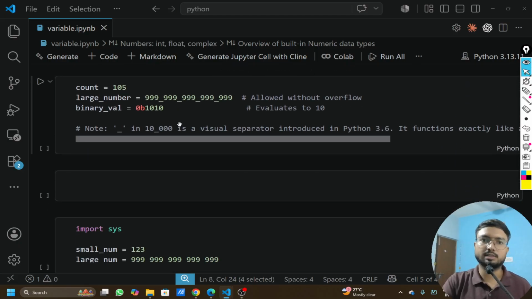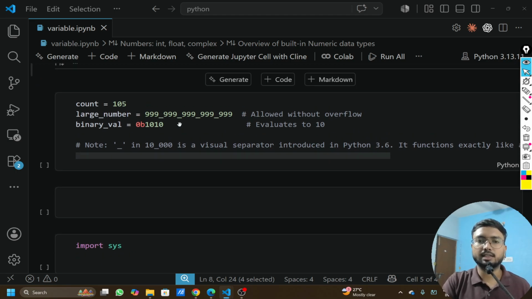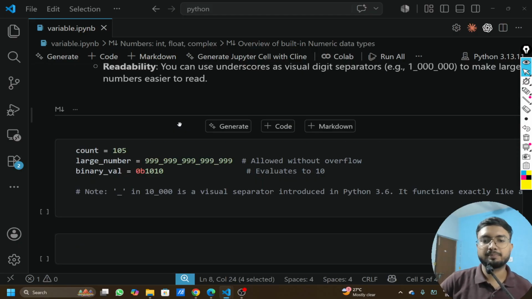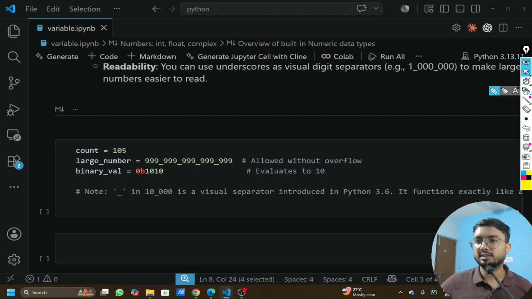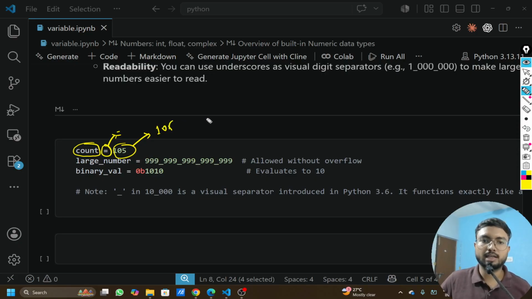I have added some pointers just for you to go through and read. I will try to load this on GitHub and share the link below on YouTube. So now let's try to understand how we create an integer number in Python. It's simple. We give it a variable name and use the assignment operator equal to, and then we assign the integer value. It can be 105, or 100, or 10, or 1, or minus 10. It can be anything, right? This way we create an integer.